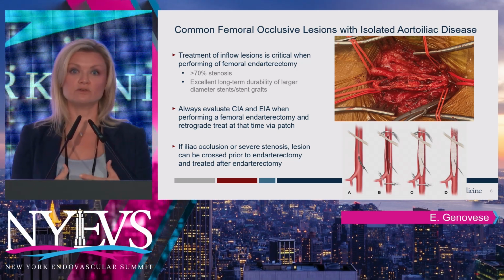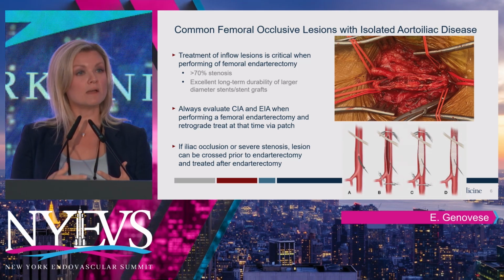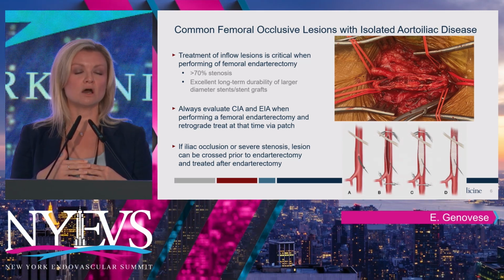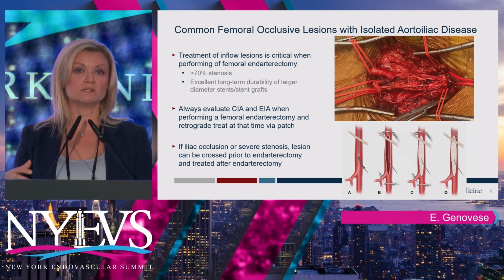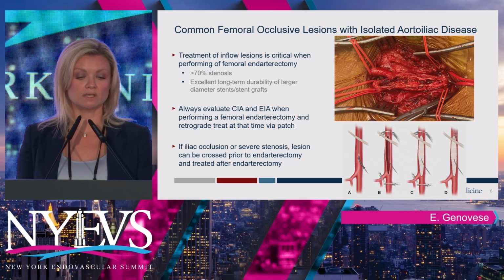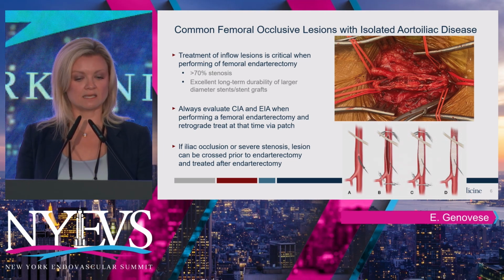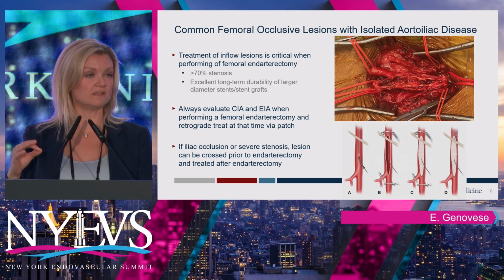And if I have anything greater than a 70% stenosis in the common iliac or the external iliac, I'm going to go ahead and treat that regardless of if it's claudication or chronic limb-threatening ischemia, mostly because I know that there's really nice durability with stenting or stent grafting in the aortoiliac system. I'm always going to evaluate the common iliac and the external iliac artery, and if I need to do that, I can treat that via the patch.